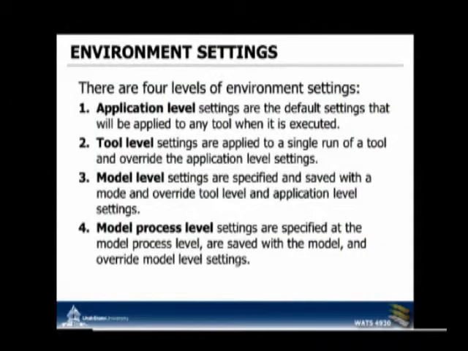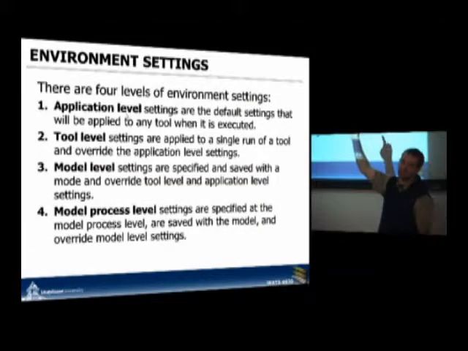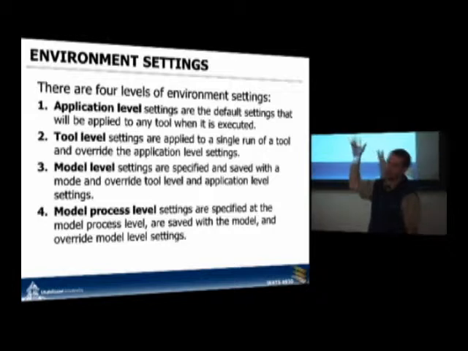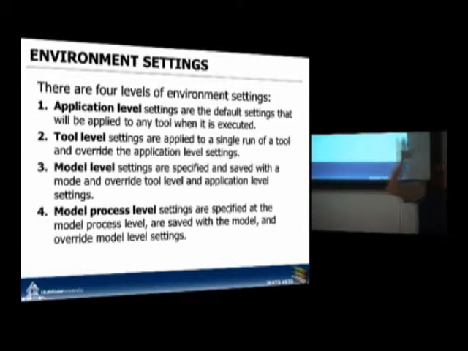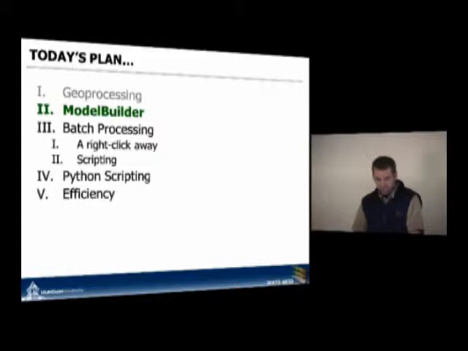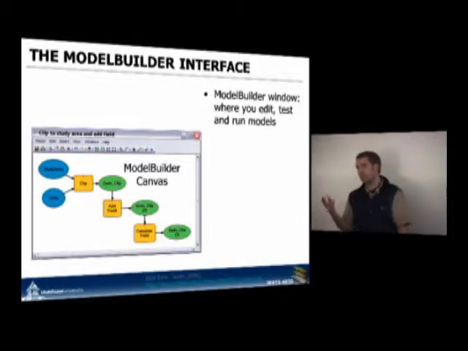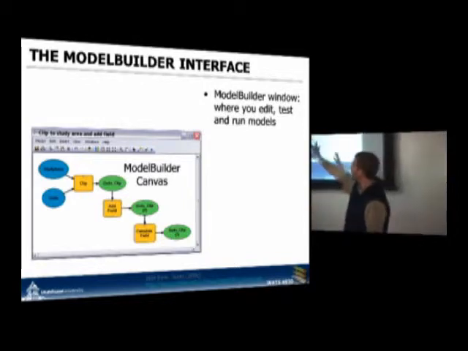And according to this list, the tool is supposed to override the application. It doesn't always work that way, but that's what it's supposed to do. And then there's these model level and model process levels, and I'll get into those in a second. So let's talk about Model Builder, which answers your question of how do I combine a bunch of different tools into one.